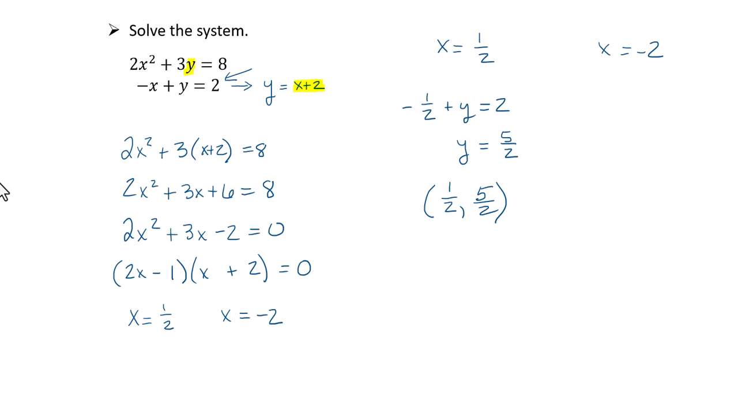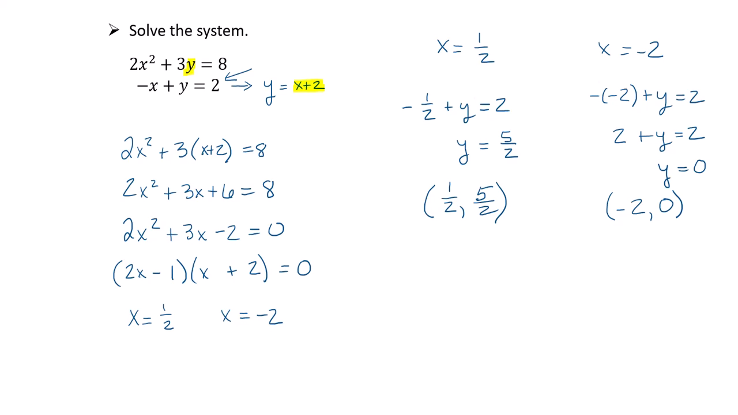I still need to solve for this other one when x is negative 2. So again, put it into the simpler equation. The opposite of negative 2 plus y equals 2. This gives me 2 plus y equals 2, and subtracting 2 from both sides, I have y equals 0. So this gives me the solution of x is negative 2 when y is 0. Two solutions for this system.